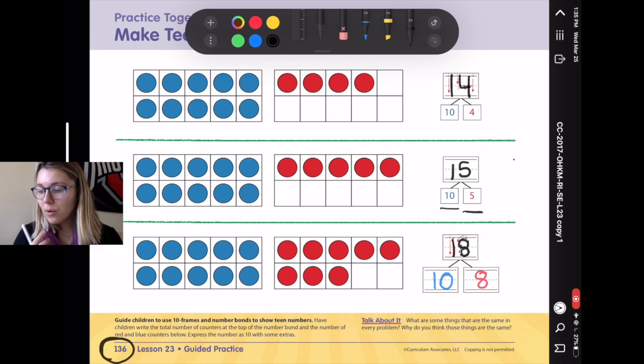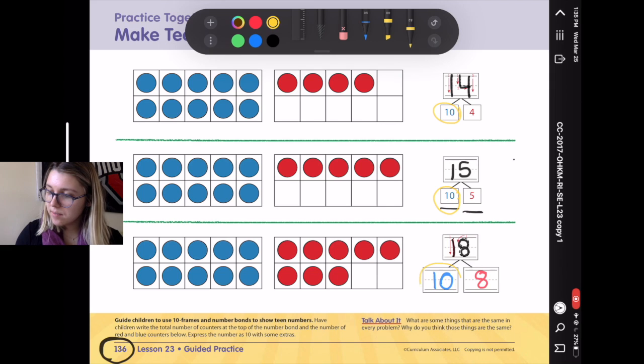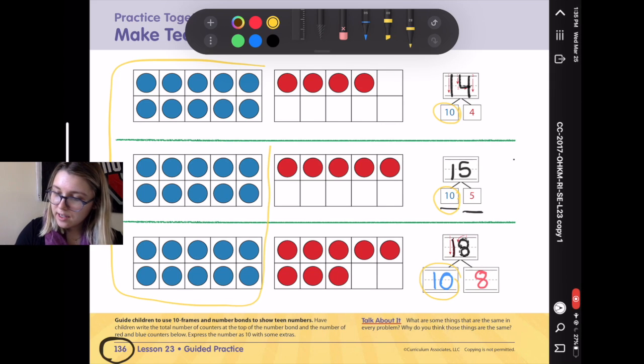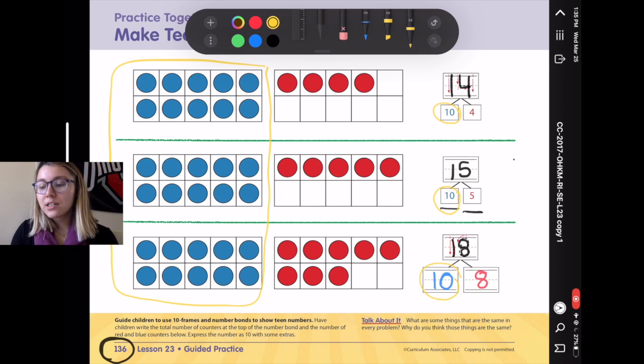So, I want you guys to think about what stayed the same, just like how we did earlier. All of our 10s stayed the same. Right there. That's all the same, and that's all the same. Just like how there are always 10 blue dots. That's because our teen numbers always have 10. 10 of something, and then some extra. And the extra numbers kind of change, but it's still a teen number.